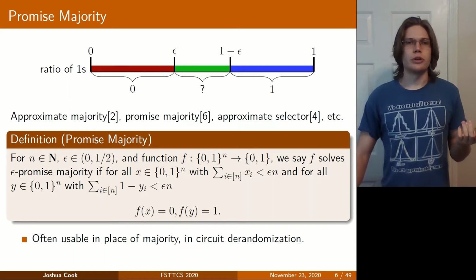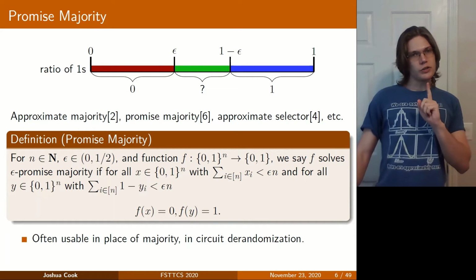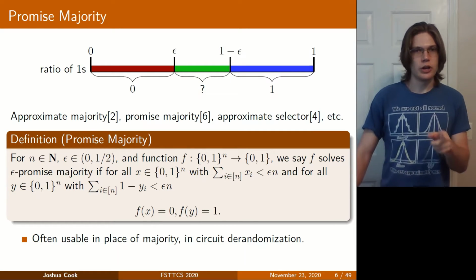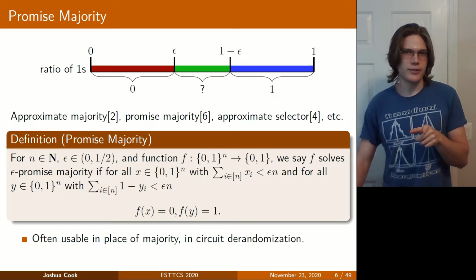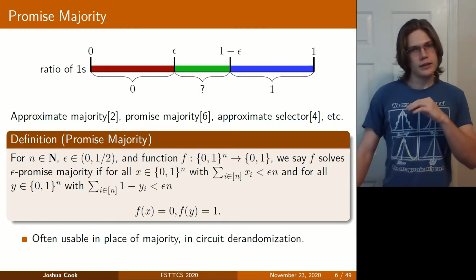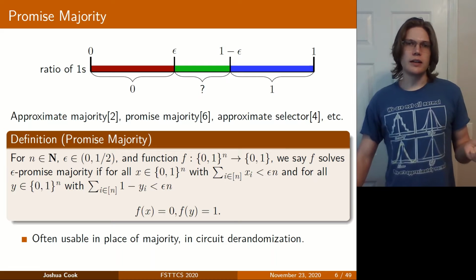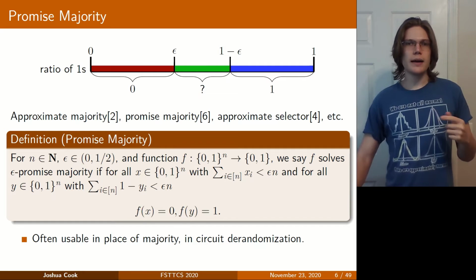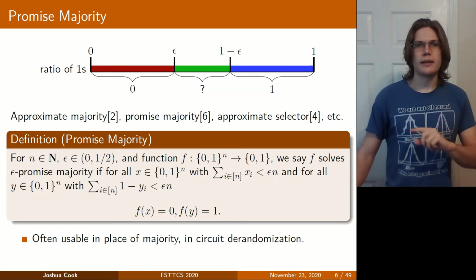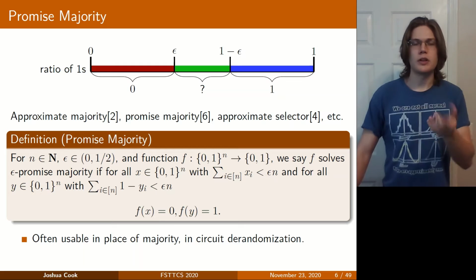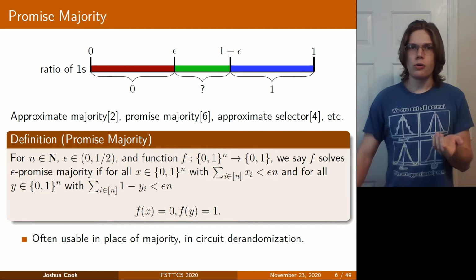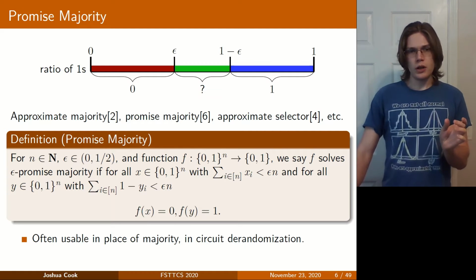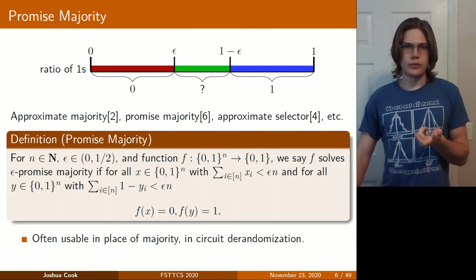So we can't use majority for these types of algorithms, but we can use a promise version of majority, or an approximate version of majority, sometimes called an approximate selector, or other names. It does basically the same thing. It's going to tell us if most of the inputs are 1s or most of the inputs are 0s. But we're only promised to output the right thing if at most an epsilon fraction of the inputs are 1, or at most an epsilon fraction of the inputs are 0. If we're somewhere in the middle, we're not guaranteed what it's going to output.